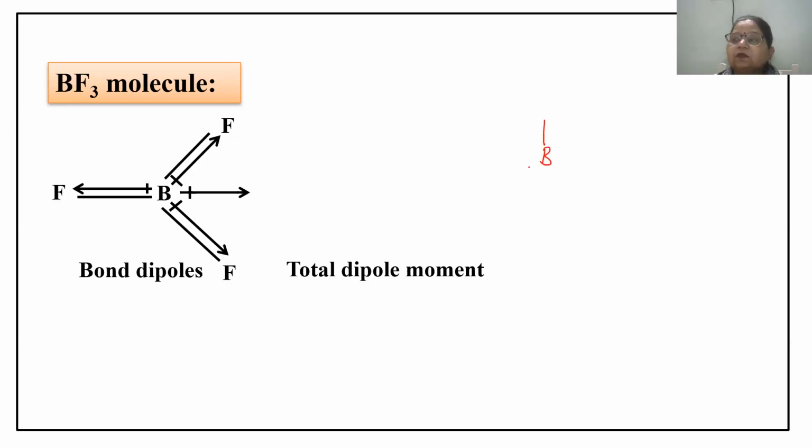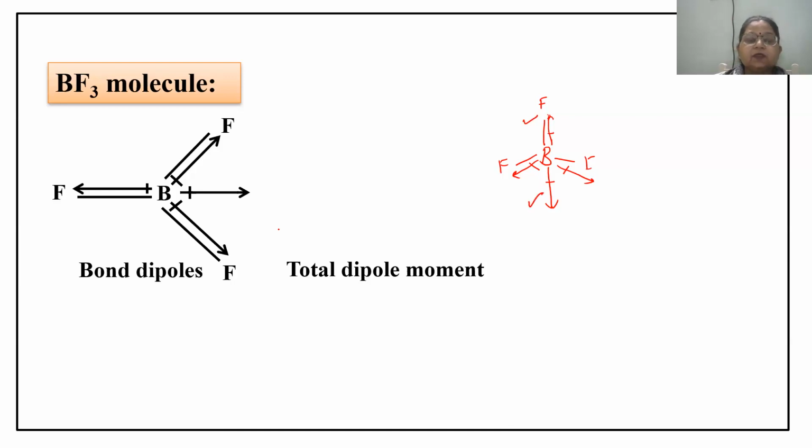Remember, in the last class or before that, we did the structure of BF3 as trigonal planar. This is one BF bond, this is the second one, this is the third one, right? The resultant of this dipole will be this, another dipole will be this. They have the same bond length and the same values, so the resultant will be in between these two, right? And the last BF bond is like that. Can you see both of them are cancelling each other, this one and this one?